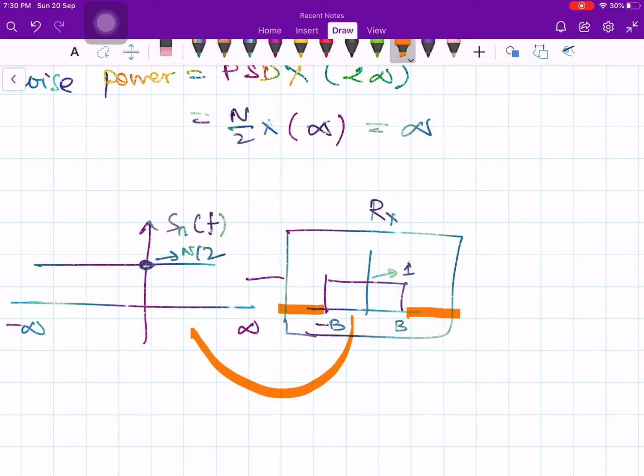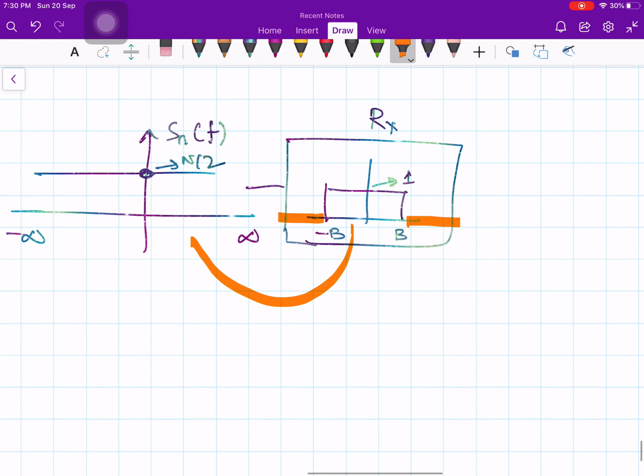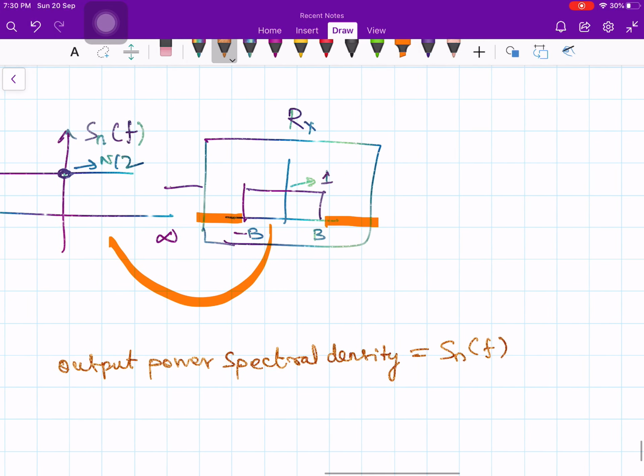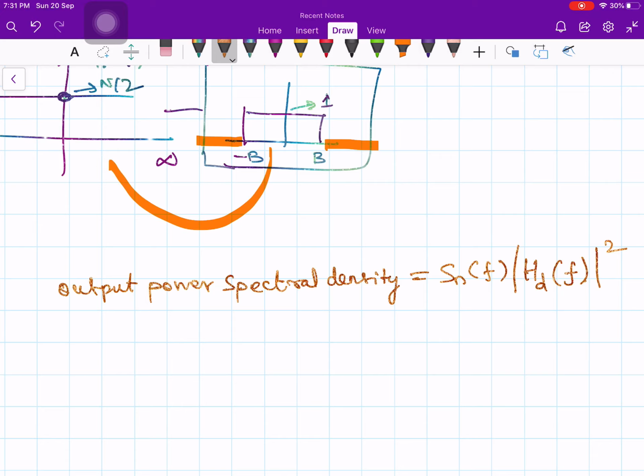So how do you calculate the output noise power? To do that, first you must find the output power spectral density. Recall from our previous random process course, if I know the output power spectral density, then I can calculate the output power. This is going to be the input power spectral density multiplied by the magnitude squared of Hd of f, where Hd is the de-emphasis filter. Then integrate this output power spectral density over the range, minus B to plus B.